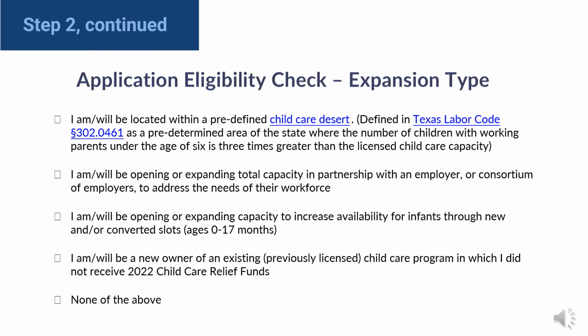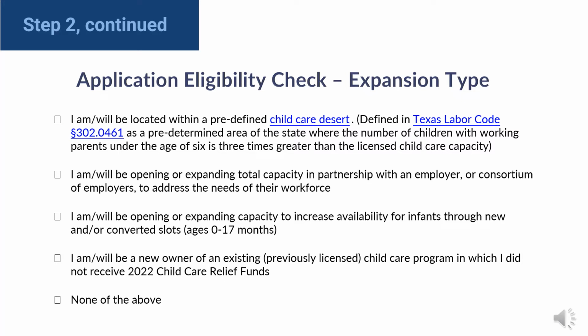Application eligibility check, expansion type. Applicants with an eligible expansion or new business will be directed to the next question. In which way will you be increasing your license capacity or opening a new business? Select all that apply. Note, you will be required to submit documentation of your eligibility prior to submitting your application.